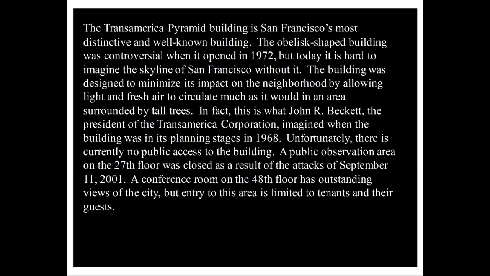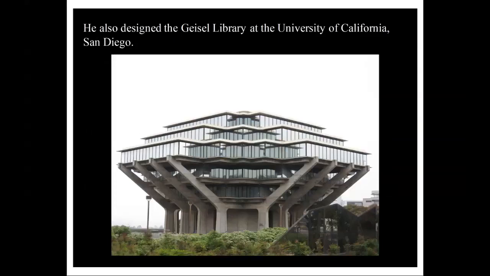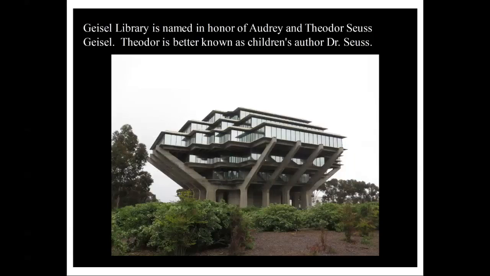The architect was William Pereira. He designed hundreds of buildings around the U.S. And if you've ever been out at the Los Angeles airport, he designed the flying saucer at the airport. It's called the Theme Building. So that was one of his buildings. And he also designed the Geisel Library at UCSD. Amazing building. This library is just crazy. This gives you an example of what this thing looks like. It's called the Geisel Library because it's named after the author Dr. Seuss. And there's a sculpture of him in front of the library. Anyway, back to the building.